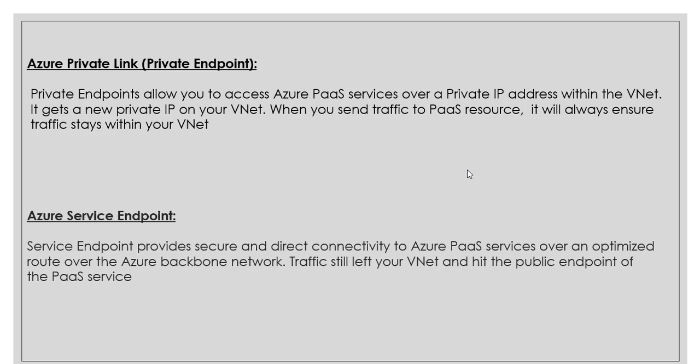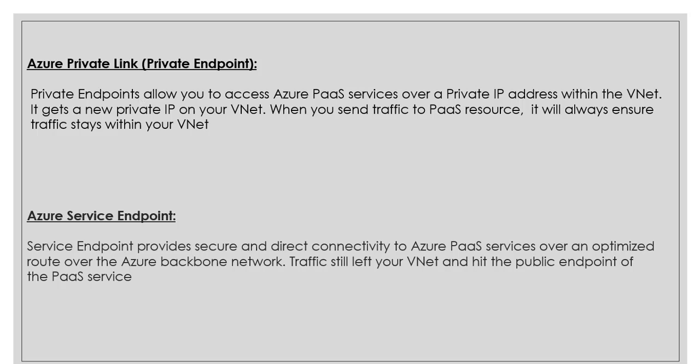Even though it happens through the backbone network of Azure, you will not have any public IP anywhere. Nothing, no public IP, everything will happen using private IP. It will also ensure traffic stays within your VNet. So this is very important from the security perspective, that all your traffic stays within your VNet.